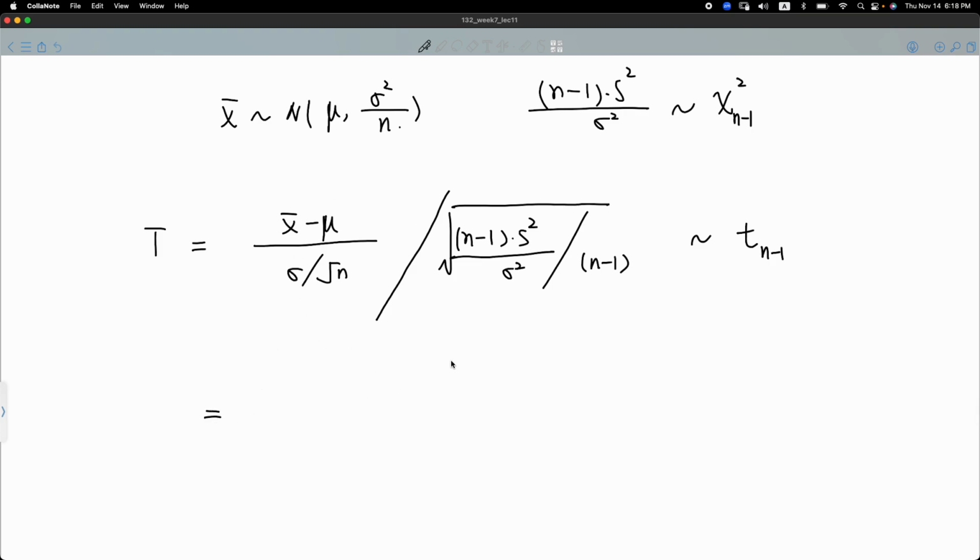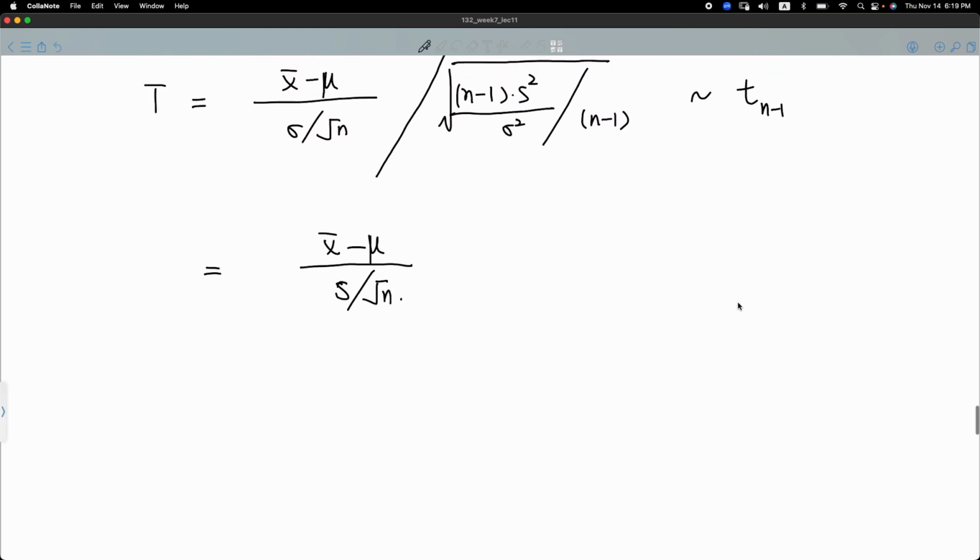So now you can use the same definition. Let's also simplify this. If you simplify this form, you will get x bar minus mu over s divided by square root of n. And this thing is no longer following a normal distribution, but a t distribution. And then you can again use x bar minus mu over s divided by square root of n, which is less than the t quantile at alpha over 2 level with degrees of freedom n minus 1, and greater than the negative of it.